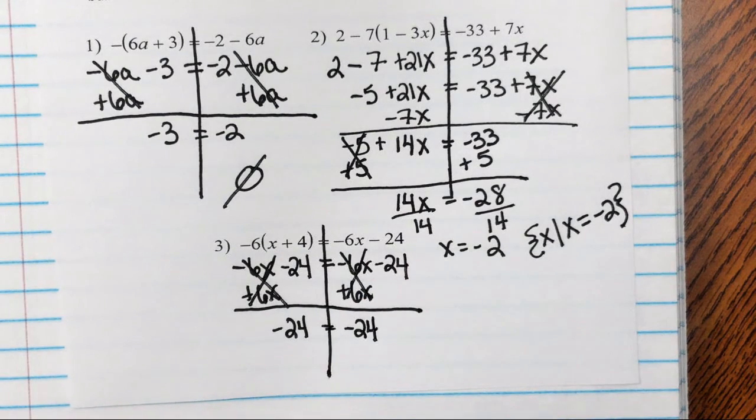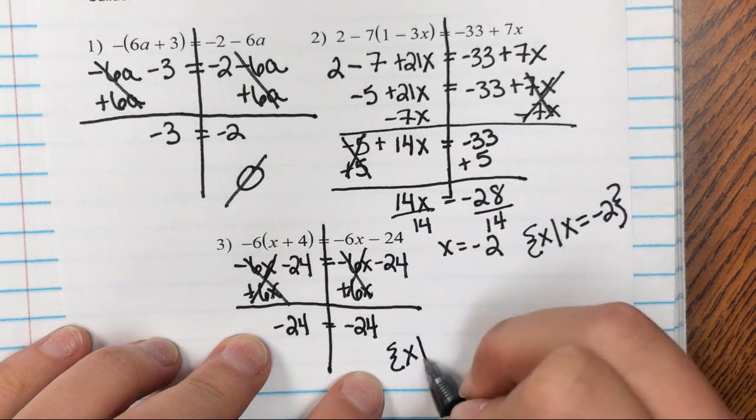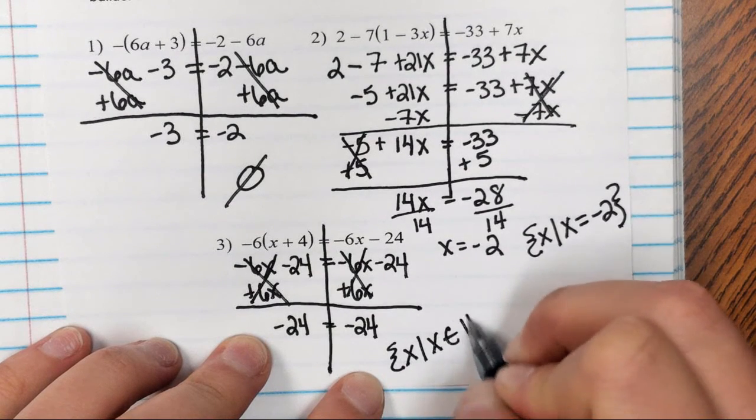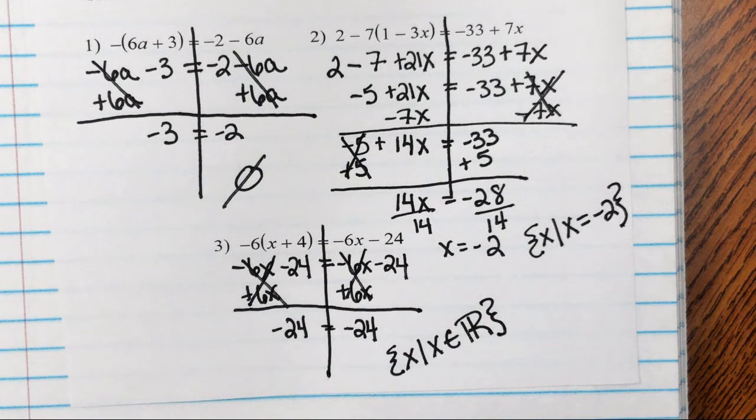That statement is always true, so in set builder notation, I'm going to write x when x exists in the real number system. So all real numbers, or infinite number of solutions. Just another fancy way to write that.